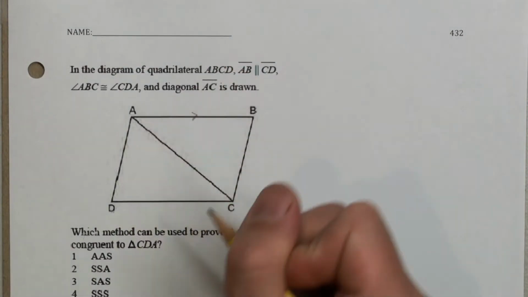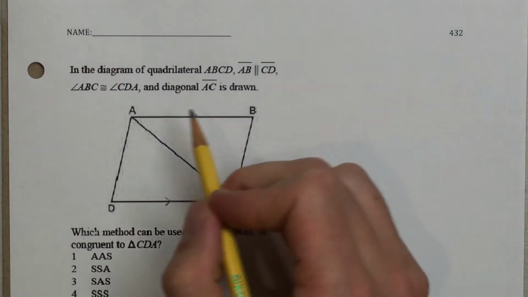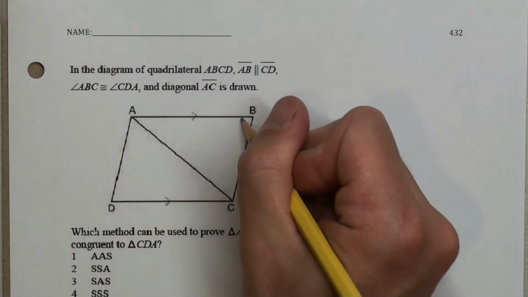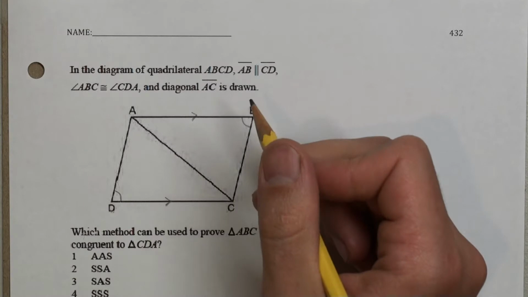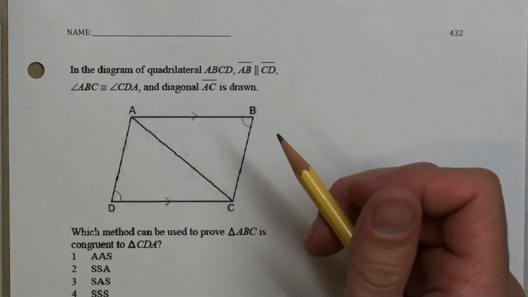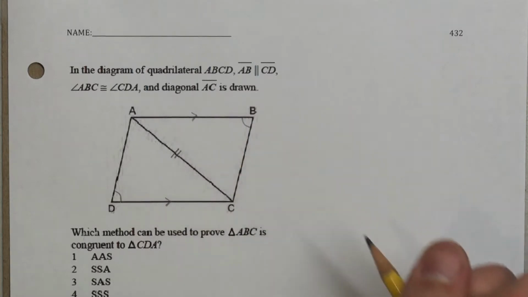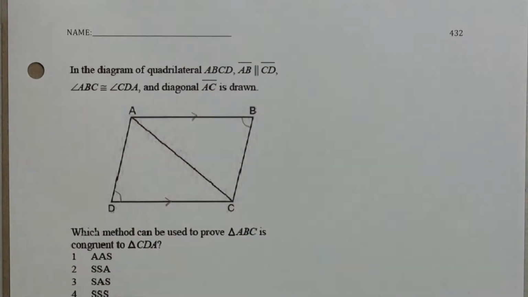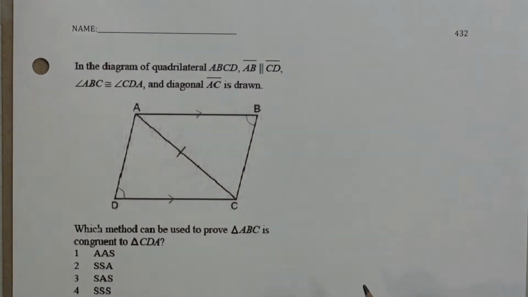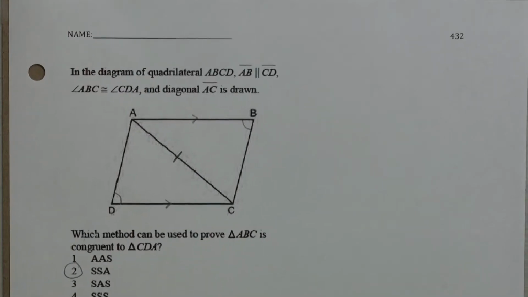AB is parallel to CD. Angle ABC is congruent to CDA. And diagonal AC is drawn. Which method can be used to prove? Well, we know that that side is congruent to itself, right? So really we only need to put one here because that's the first one we're identifying. Well, SSA never works, okay? That's not a valid way to prove something.